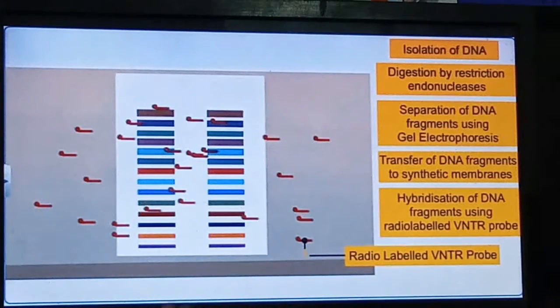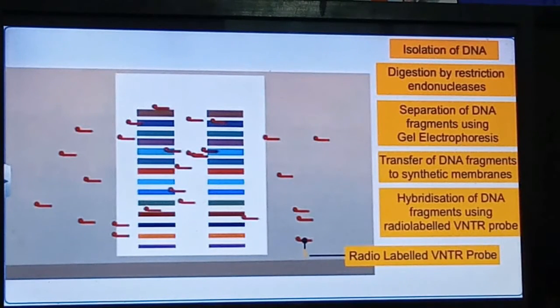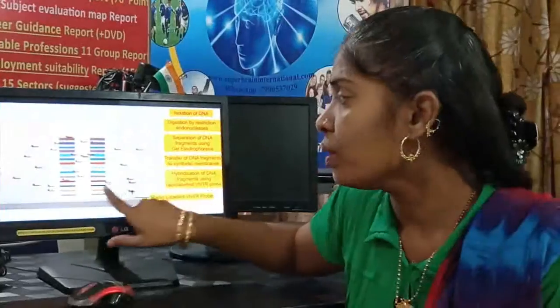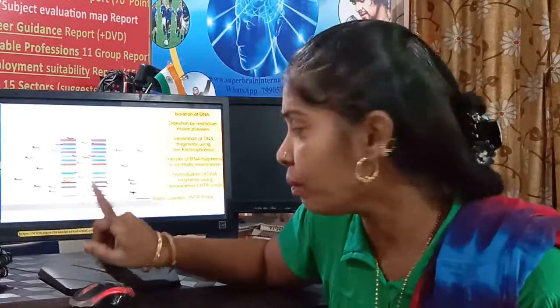The next thing is hybridization of the DNA fragments using radio labeled VNTR probes. Before this, you have seen what is meant by VNTR probes, right? Variable number of tandem repeats. Now we have to carry out the VNTR probe hybridization process with these DNA fragments.